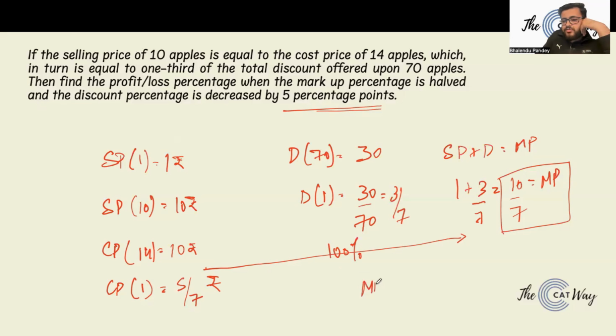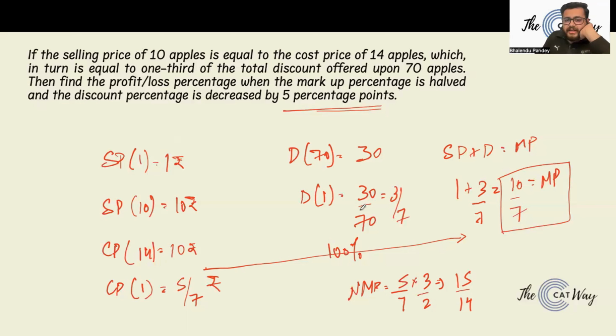So my new mark price would be what? New mark price would be what? 5 by 7 multiplied by 3 by 2. So what we get is 15 divided by 14, right? 15 divided by 14 is the new mark price.